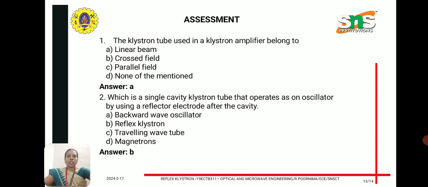Now we are taking a small assessment. The klystron tube used in the klystron amplifier belongs to which type? The four options are linear beam, crossed field, parallel field and none of the mentioned. Which beam is used in the klystron amplifier? The answer is linear beam tube, because the electric field and magnetic field are parallel to each other in the klystron tube. And which is the single cavity klystron tube that operates as an oscillator by using a reflector electrode after the cavity? The answer is the reflex klystron.